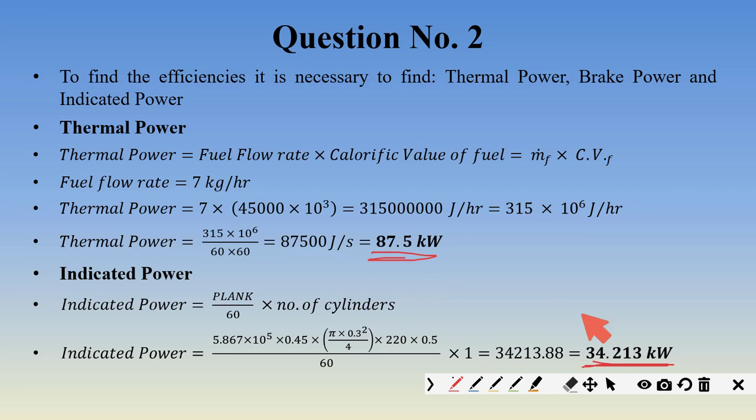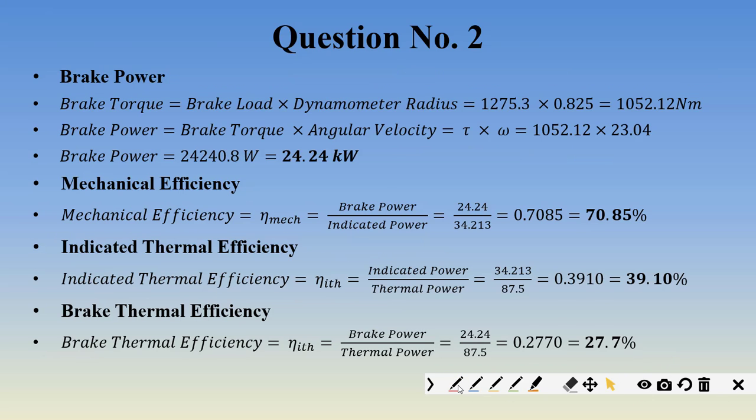I have the value of thermal power. I have the value of indicated power. Now I need to find the value of brake power. What is the formula of brake power? Brake torque into angular velocity. And what is the formula of brake torque? Brake torque is brake load into dynamometer radius.